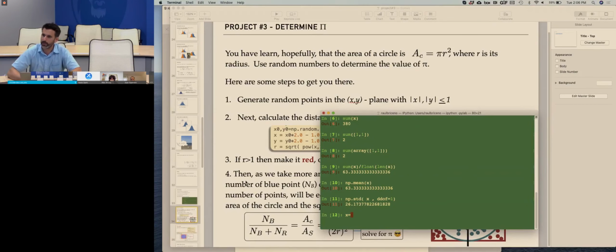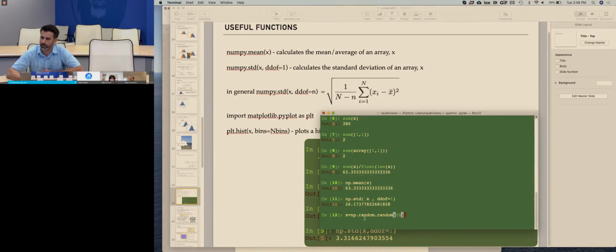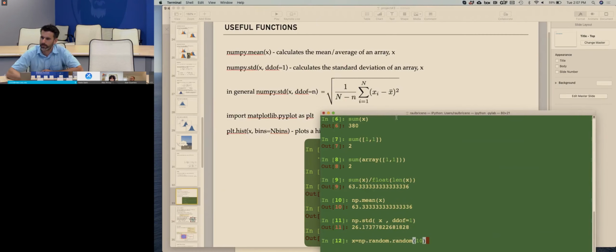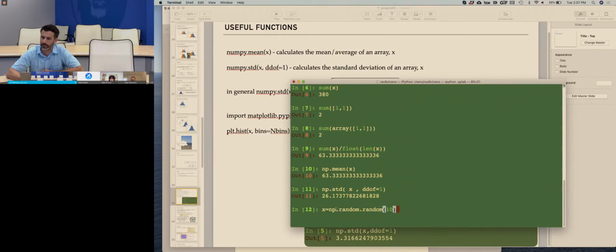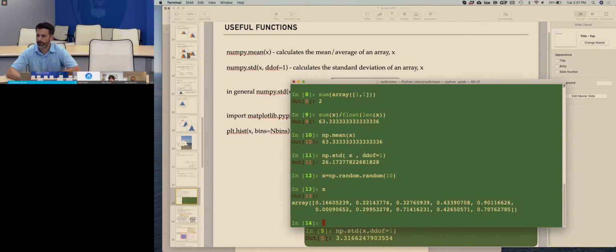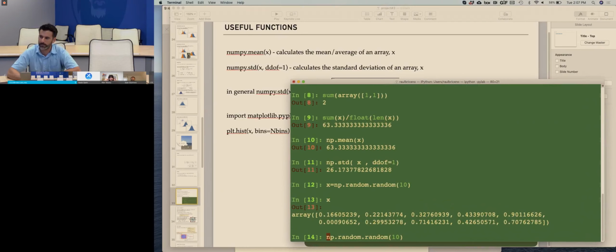Let me import numpy random. Good. So here's another function that you're going to use in just a second. Inside of numpy, there's another library called random, and inside of random, there's a function called random. What this does is that it generates numbers between 0 and 1 that are randomly distributed. And so here's an output. I'll tell you why you're going to be using this in a second. You're essentially going to be using this to calculate pi.